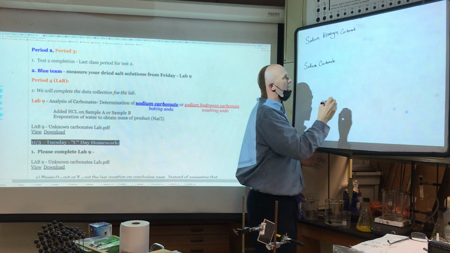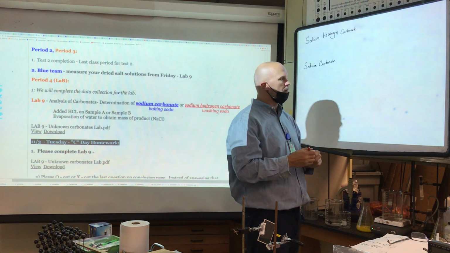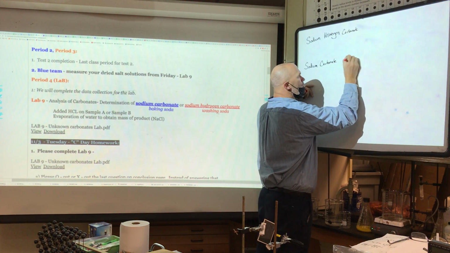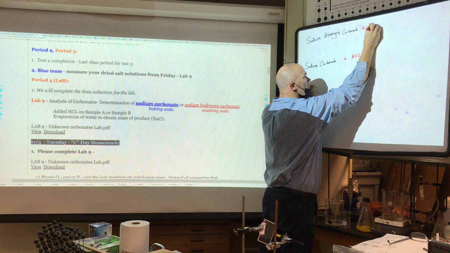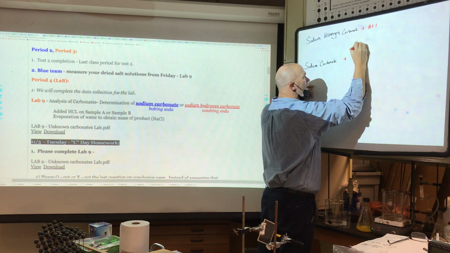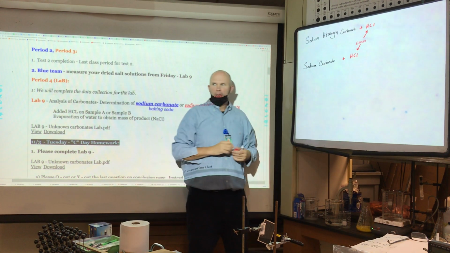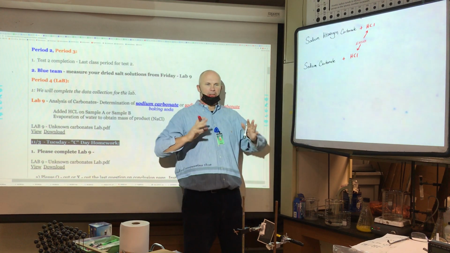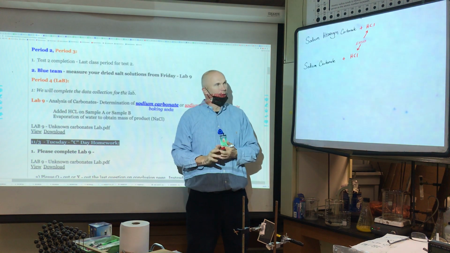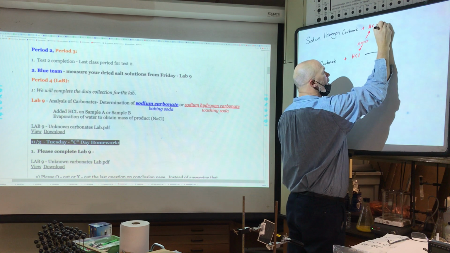Now, we're going to react hydrochloric acid to both of these, all right? And we're going to drive this reaction to completion, and I hope you understand what that means. So this is going to be the excess chemical. We're going to keep adding hydrochloric acid to our baking soda or washing soda until the reaction stops. Now, how do we know it stops? Well, there's a particular product it makes.